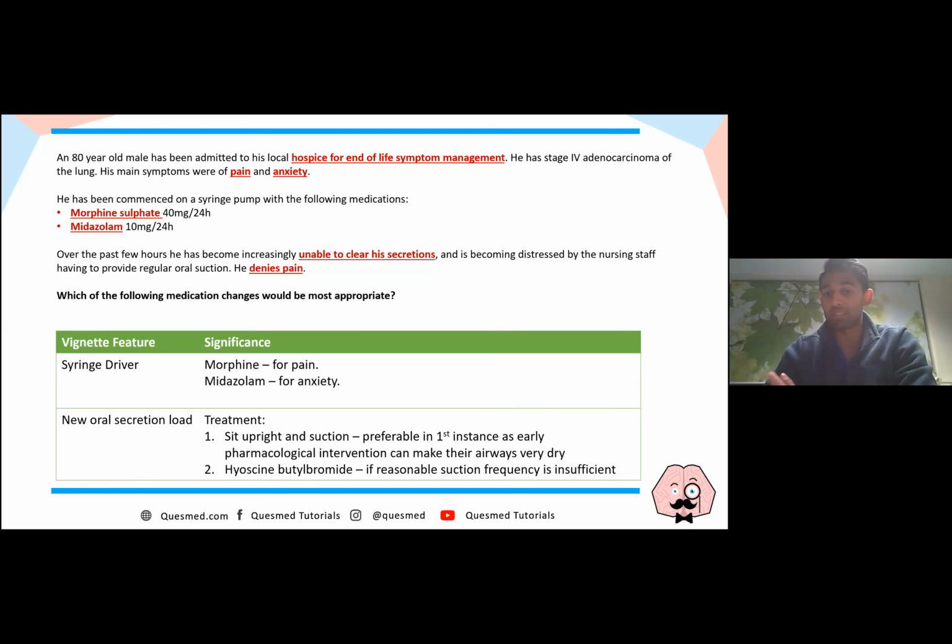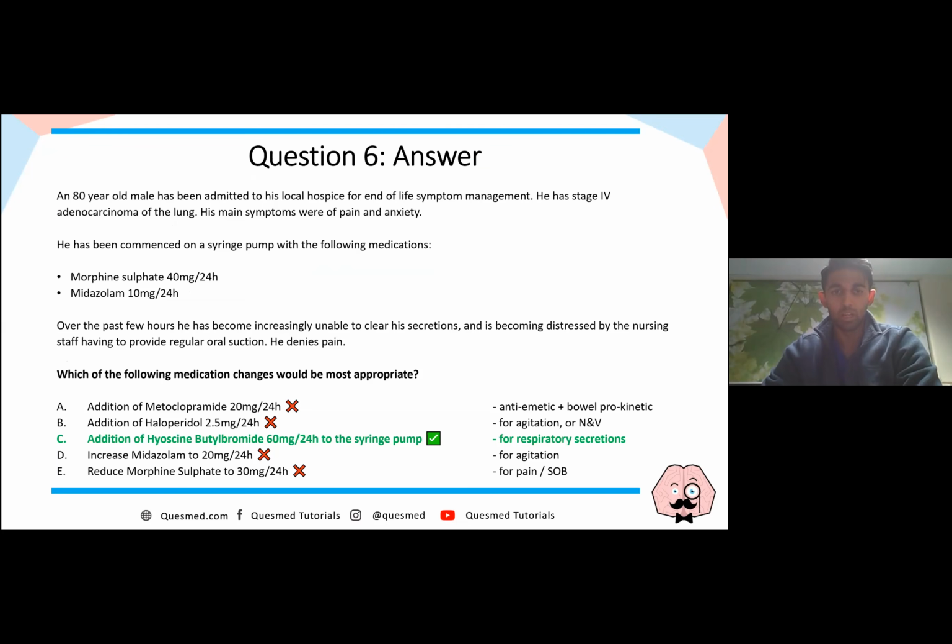I'll just emphasize the sitting upright and the suction is really important, especially if patients are alert, because long-term and frequent use of hyoscine or glycopyrronium, yes, it will clear secretion loads, but there is also a risk that you can make their respiratory airways really, really dry. Okay, and so if somebody's alert, you want to try those conservative measures instead of running the risk of giving them just a different symptom to deal with, which is very dry airways, and that can be very uncomfortable for patients. So let's go through some of the other options.